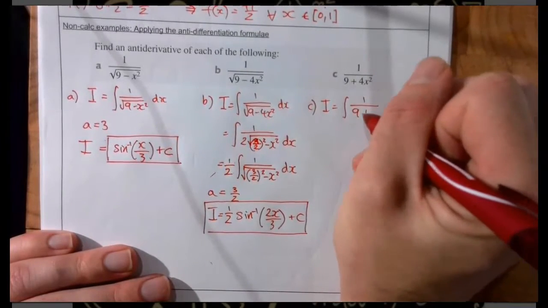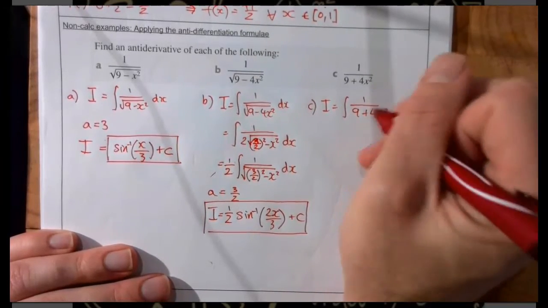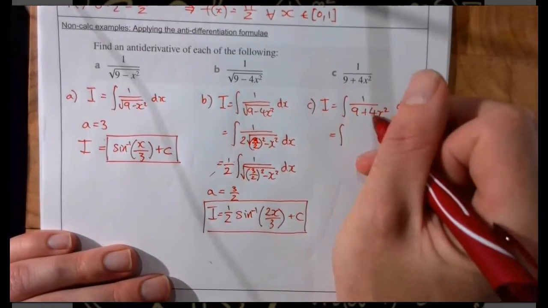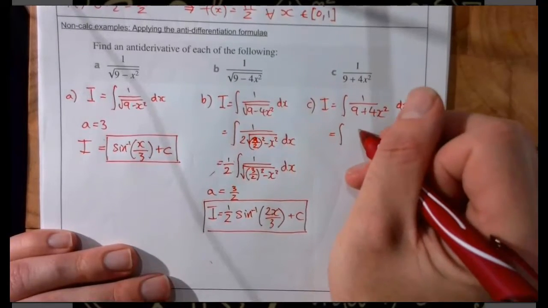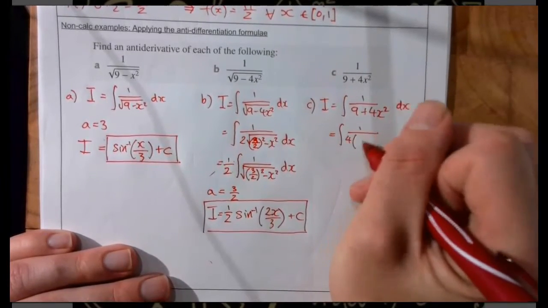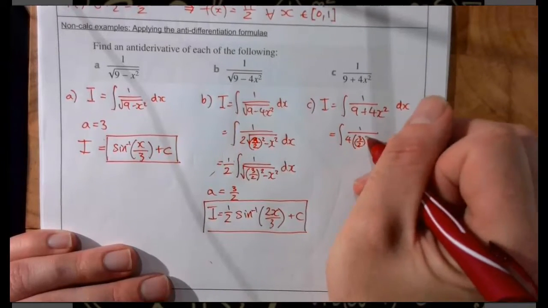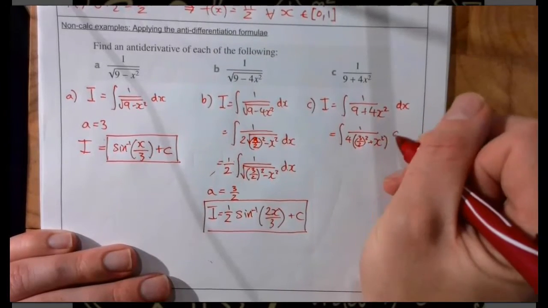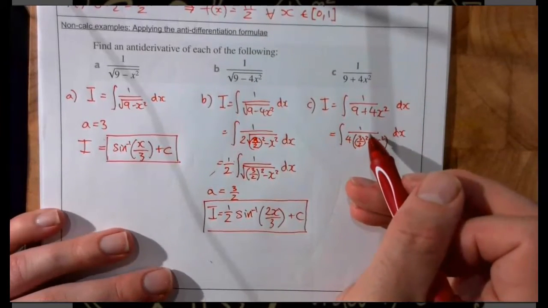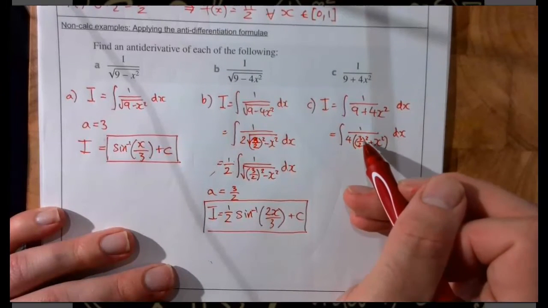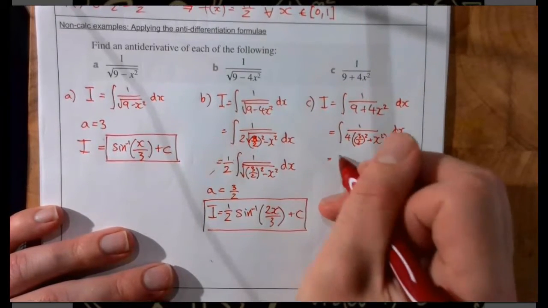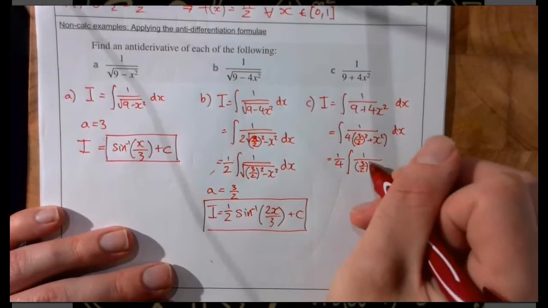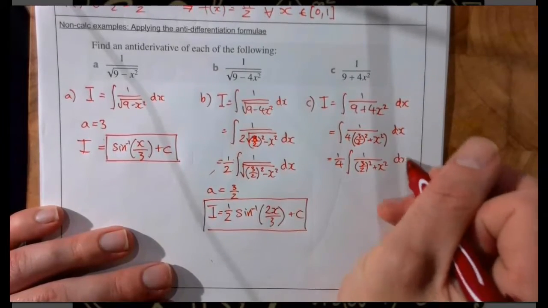So we've got our 1 over 9 plus 4x squared dx. Just like before, we take this 4 as a factor out, and there's no square root this time, so we don't have to square root it to get 2. It just stays as it is. And I've left this now as 1 over 4 times 3 over 2 squared plus x squared, or in other words, a quarter times 1 over 3 over 2 squared plus x squared dx.